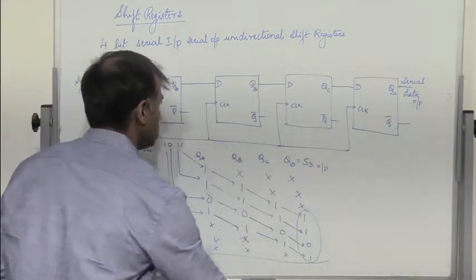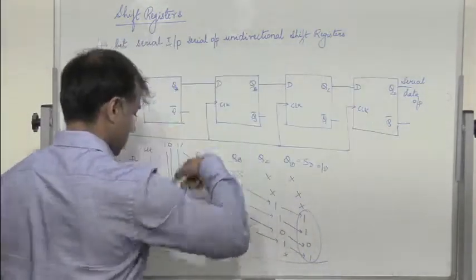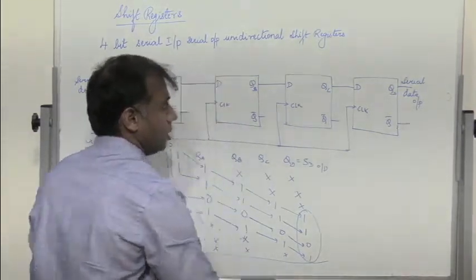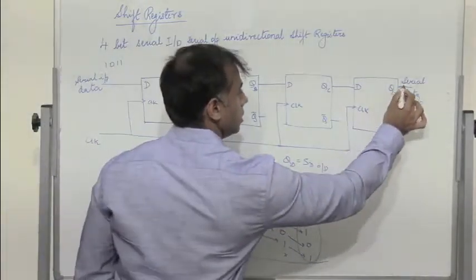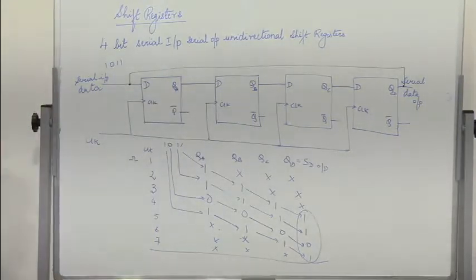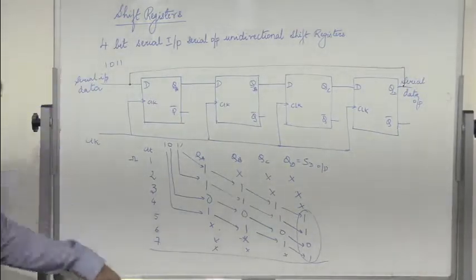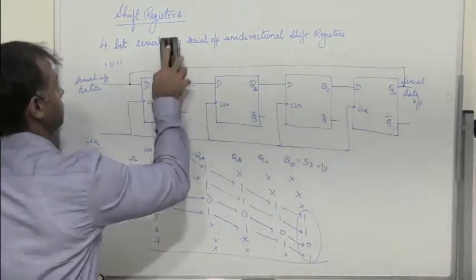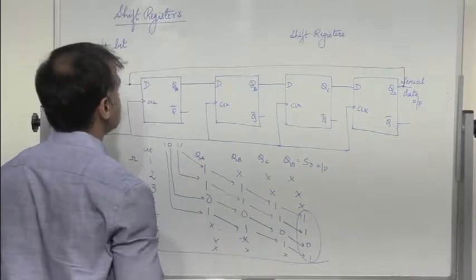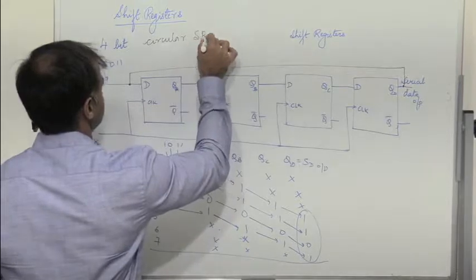Now, a small change to be done here. A circular shift register is one where the output is fed back to the input. So, how do I feed back the output? Connect QD to D, the input of the first flip-flop. Right? So this becomes a 4-bit circular shift register.